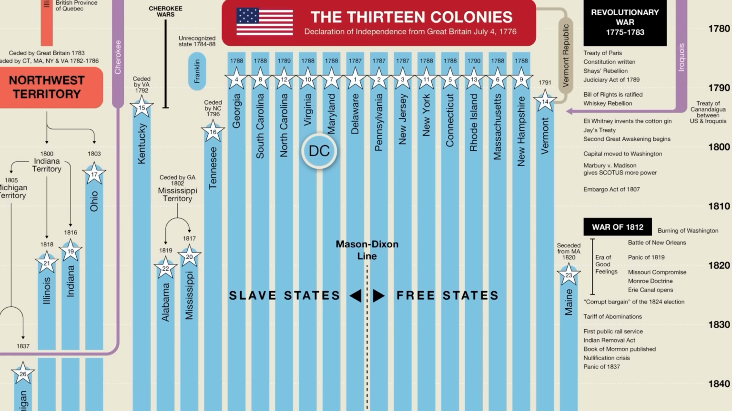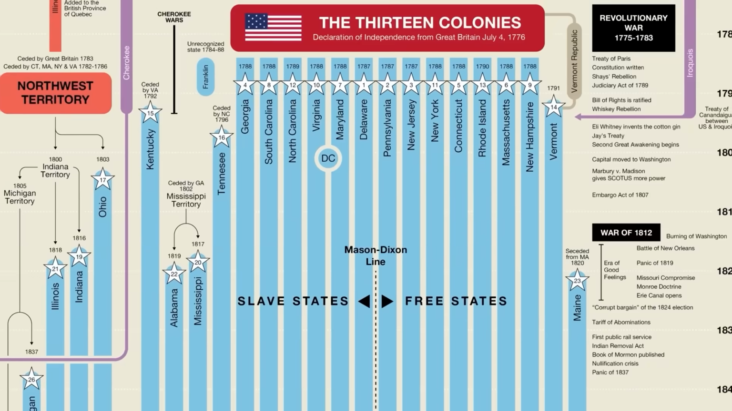So what was the capital before Washington? Well, it moved around quite a bit, but most of the time it was in Philadelphia. Now, before I move on, let me point out that Alabama and Mississippi were eventually formed out of lands once claimed by Georgia. And Maine, which had originally been a part of Massachusetts, became its own state in 1820.